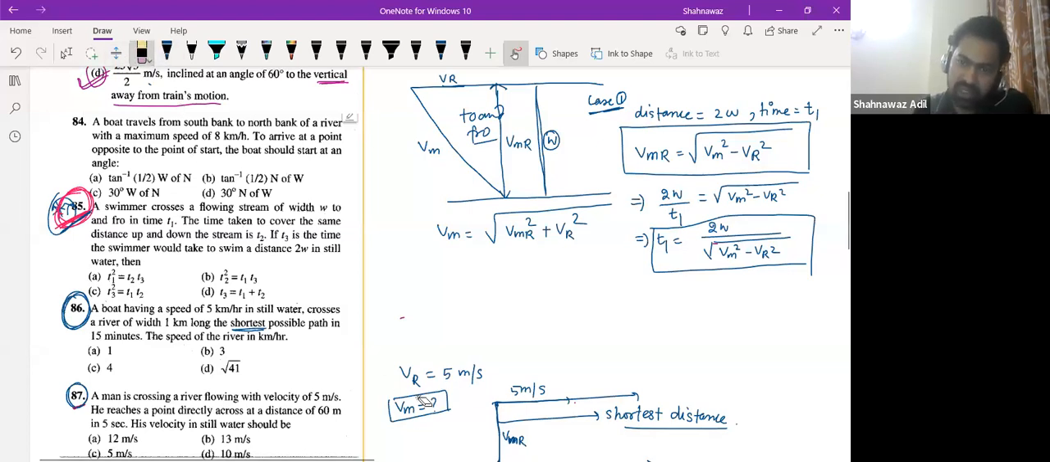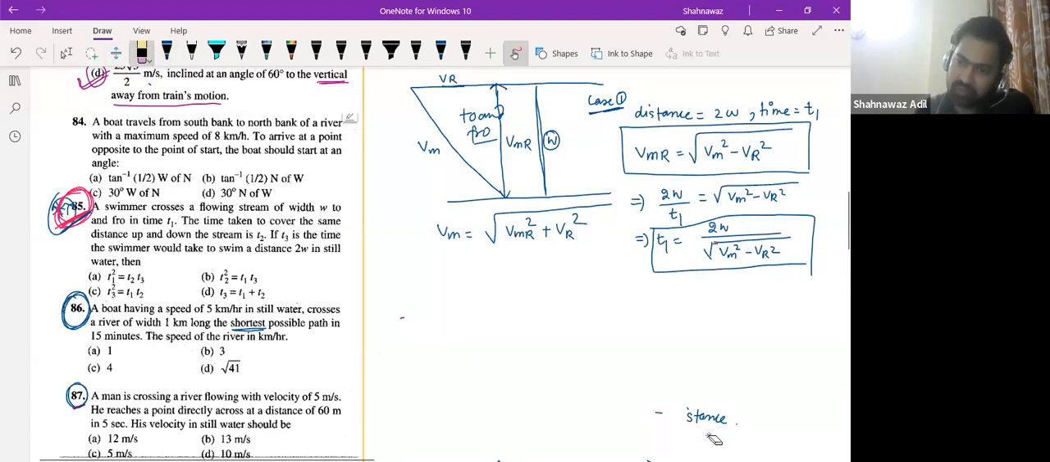Okay. Now in the second case, the time taken to cover the same distance up and down the stream is T2, right? So now the same distance, but the time is T2. So upstream, what is the velocity, or what is the speed? What is the speed upstream?